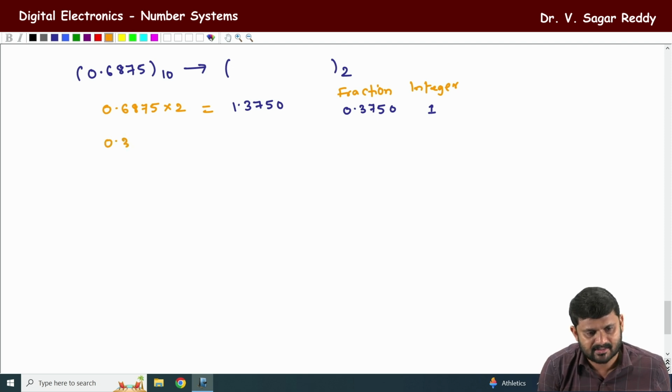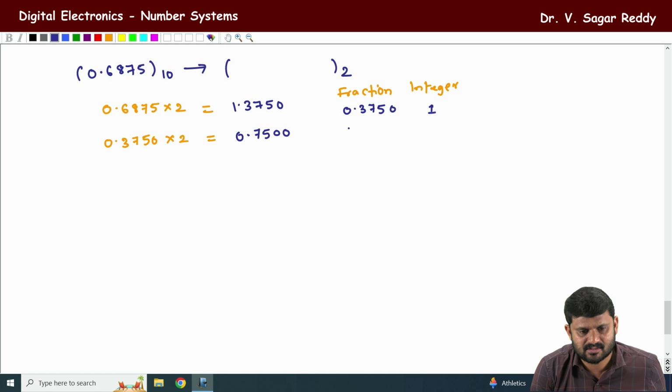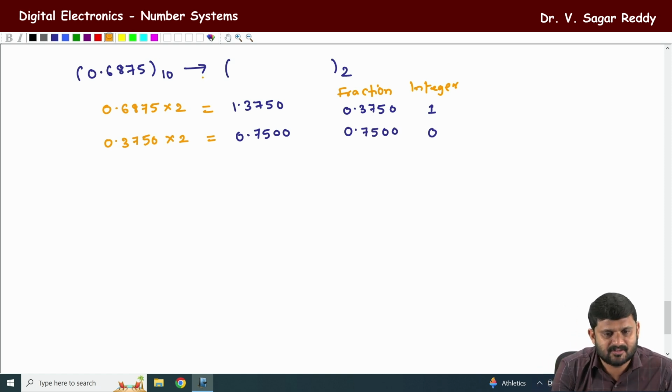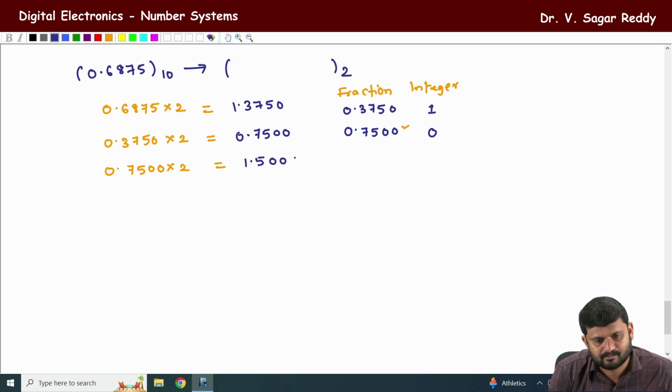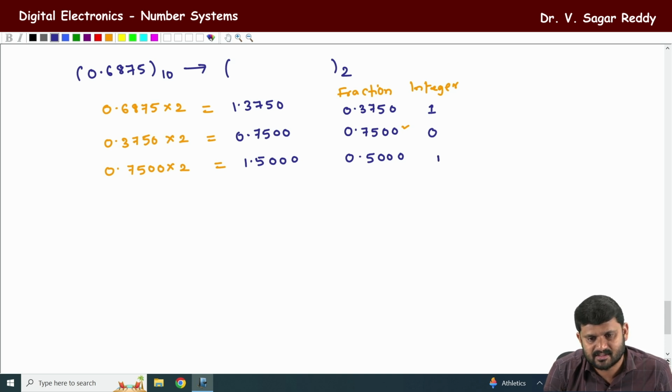Now 0.3750 into 2, I'll get 0.7500. For this number, the fraction is 0.7500 and the integer is 0. Now I'll take this fraction 0.7500, multiply with 2, and I'll get 1.500. Here the fractional part is 0.500, whereas the integer is 1.